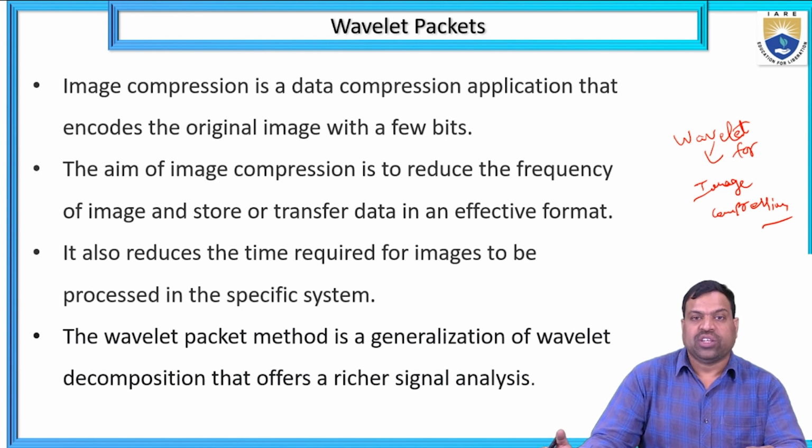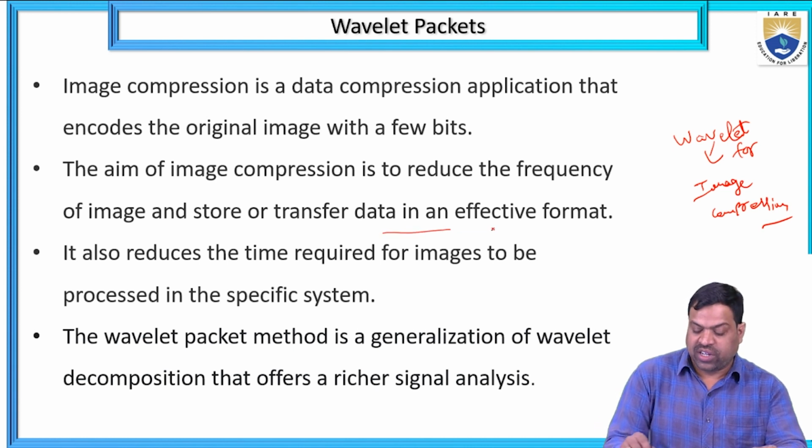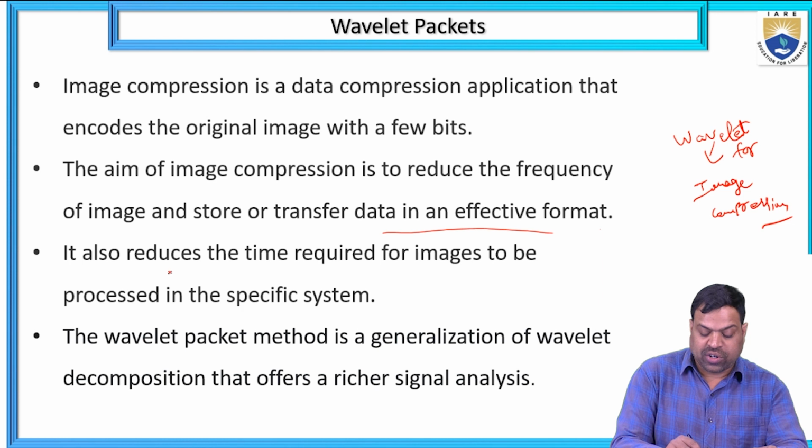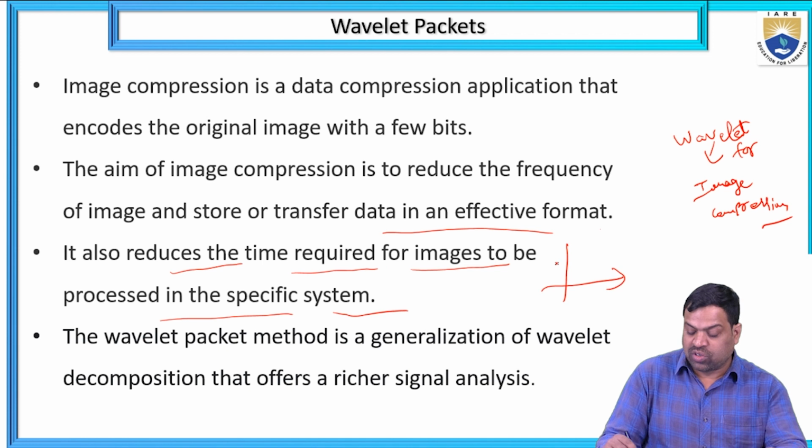Suppose I am taking a 3x3 matrix or a 4x4 matrix. Maybe I will change the intensity values, or maybe we will change the size of the matrix. The data will be compressed, not the image size. So that encodes the original image with a few bits. The aim of image compression is to reduce the frequency of the image and store or transfer data in an effective format, and reduce the time required for the image to be processed in the specific system.